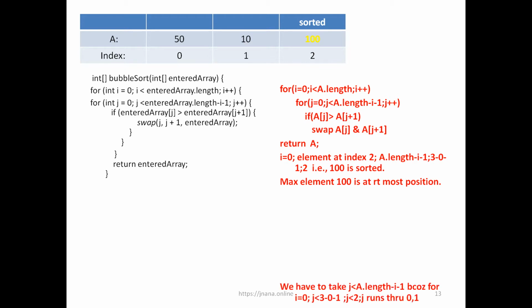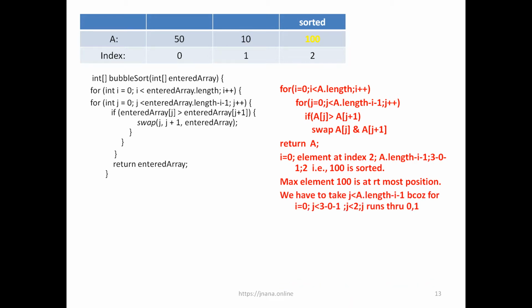So the max element 100 is at the right position. We have to take j less than a.length minus i minus 1, because for i equal to 0, j less than 2, j runs through 0 and 1, and j will not reach the value of 2. In order to make sure that j runs through 0 and 1, we have to give the condition as array.length minus i minus 1. So this we have already discussed. When j equal to 1, we compare a of 1 and a of 2.